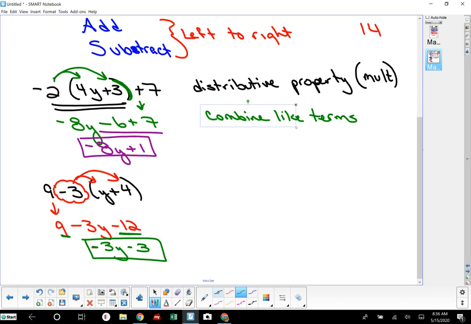Here's what a lot of people do with that problem. 9 minus 3 times y plus 4. I will have kids do this.